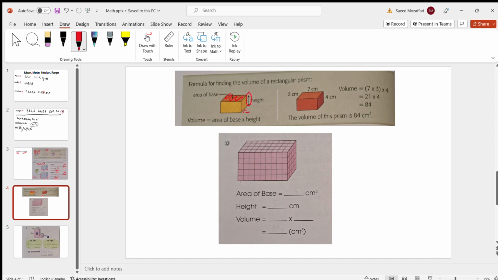So here it gave us an example. Here it says volume is 7 times 3 times 4. So 7 times 3 is 21. 21 times 4 is 84. And the volume of this prism is 84 cubic centimeters.